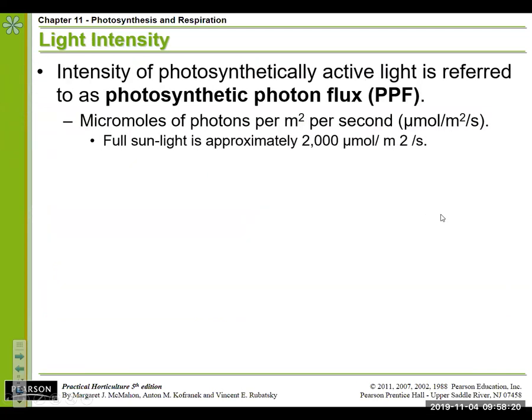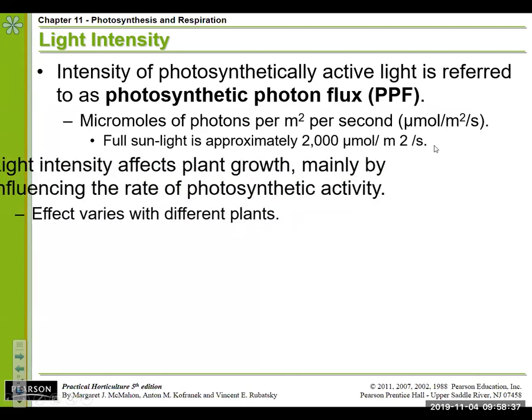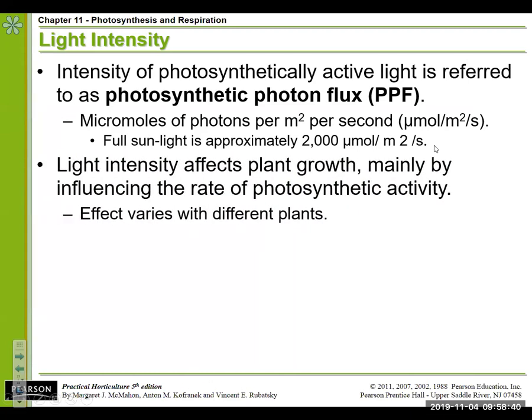And when we're looking at that, we look at light as its intensity, which is basically just the amount of light being received. And full sunlight is approximately 2,000 moles per meter squared per second, just as a measure there. That light intensity is going to affect plant growth primarily just by influencing the rate of photosynthetic activity and the catalysts of that NADPH molecule and turning that into ATP and moving that energy.